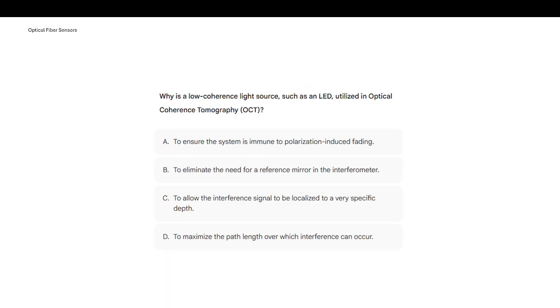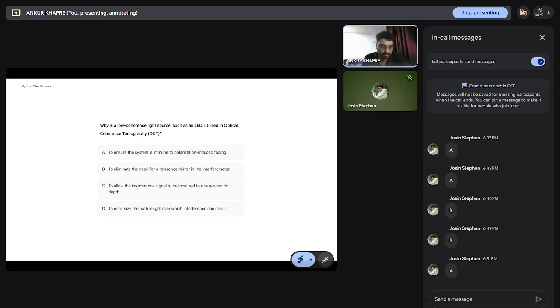Moving towards the next question, why is a low coherence light source such as an LED utilized in optical coherence tomography, OCT? A is to ensure the system is immune to polarization induced fading. B, to eliminate the need for a reference mirror in an interferometer. C, to allow the interference signal to be localized to a very specific depth. And D, to maximize the path length over which interference can occur. Please let me know your answer.